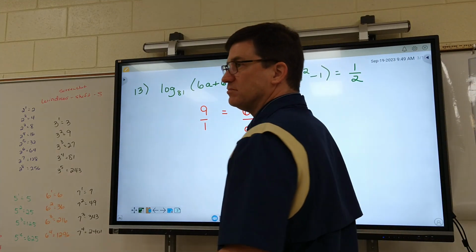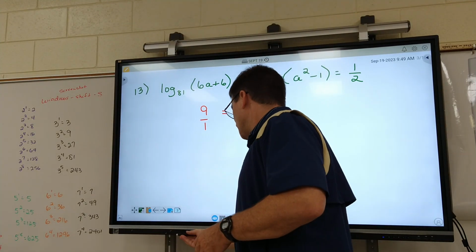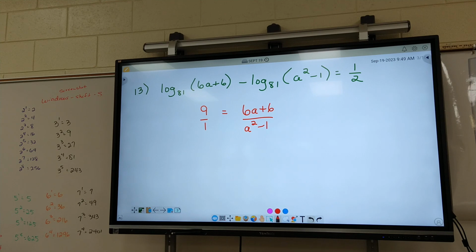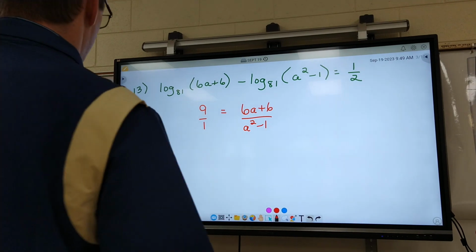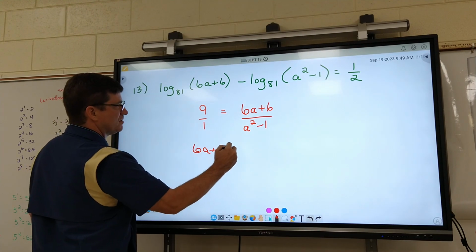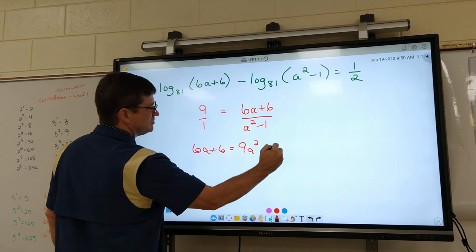All right, so you want to guess now how to work it out? Cross multiply. See how far you can go. Cross multiply, I got 6a plus 6. 9 times a squared is 9a squared minus 9.